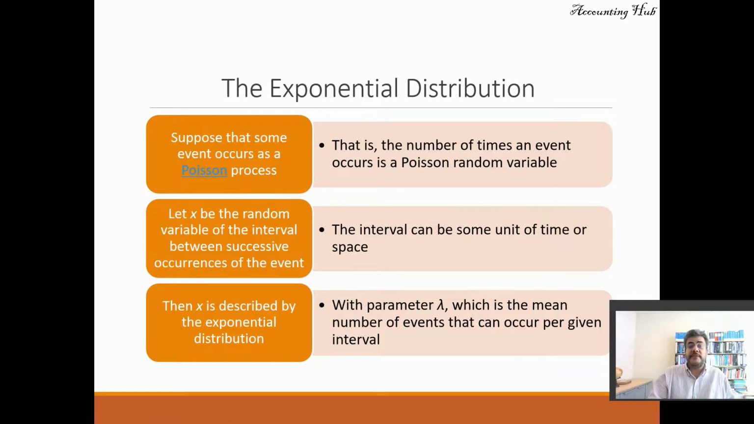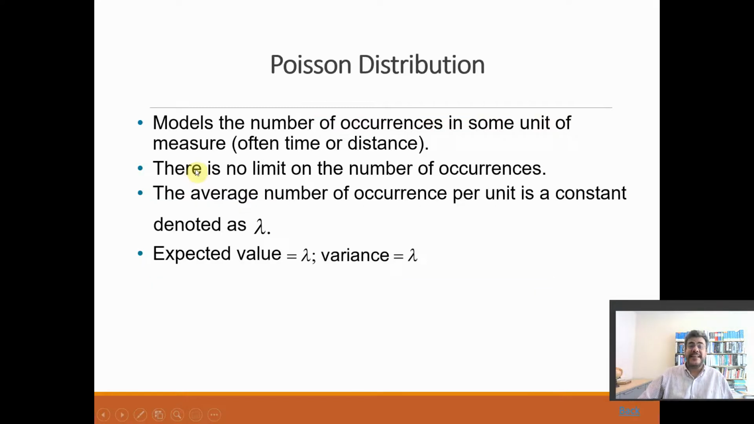Suppose that some event occurs as a Poisson process. That is, the number of times an event occurs is a Poisson random variable. What is this Poisson process? It is the Poisson distribution. And by the way, we have a video about Poisson distribution. The video is in our video description. Okay? So, it models the number of occurrences in some unit of measure, often time or distance.